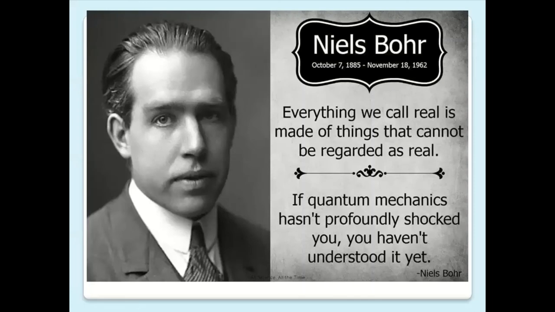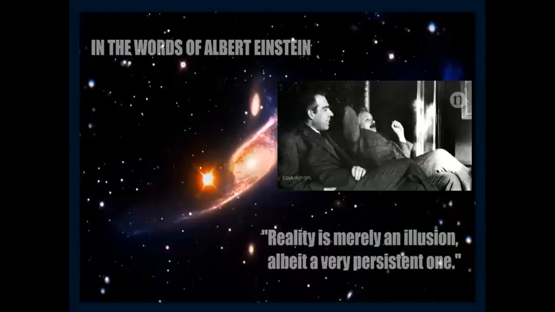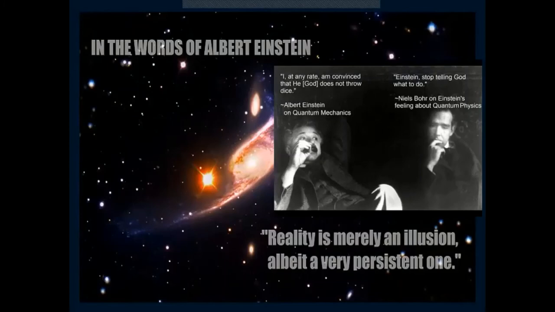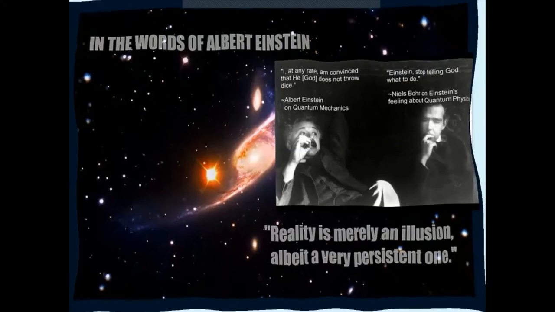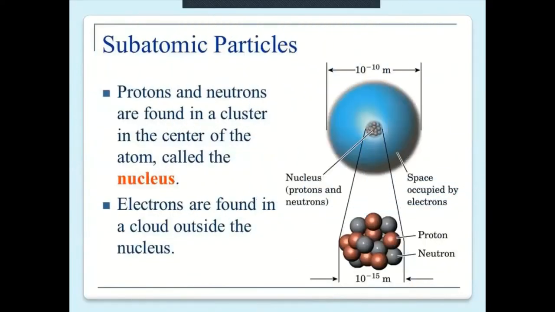And Rutherford had trouble with this. Niels Bohr came along and said, electrons can only exist at specific places. It's like the planets circling our sun can only be at certain places once it's established. In the words of Albert Einstein, reality is merely an illusion. So that is Niels Bohr with Einstein. The two of them were great friends and they had many discussions, and quantum mechanics is all probability, and we will get into that. So we'll get into the subatomics.